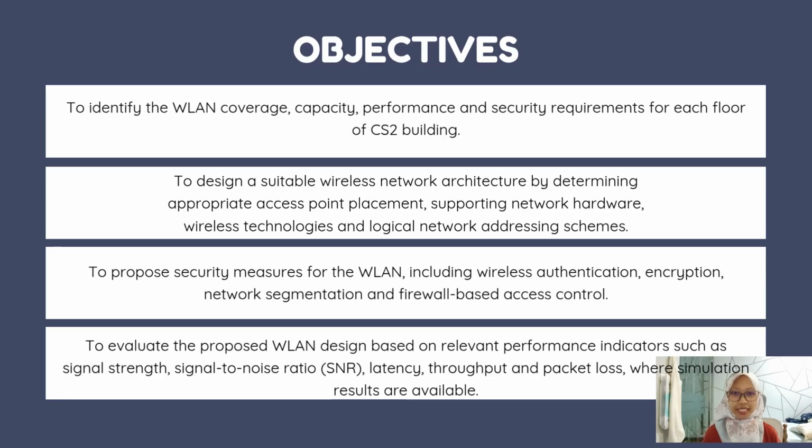Okay, for this project, there are four main objectives. Firstly, we identify the wireless LAN requirements for each floor, including coverage, capacity, performance, and security. Second, we design a suitable wireless network architecture by planning the access point placement, network hardware, wireless technology, and IP address scheme. Third, we propose security measures such as wireless authentication, encryption, VLAN segmentation, and firewall-based access control. And lastly, we evaluate the proposed wireless LAN design using performance indicators such as signal strength, SNR, latency, throughput, and packet loss.